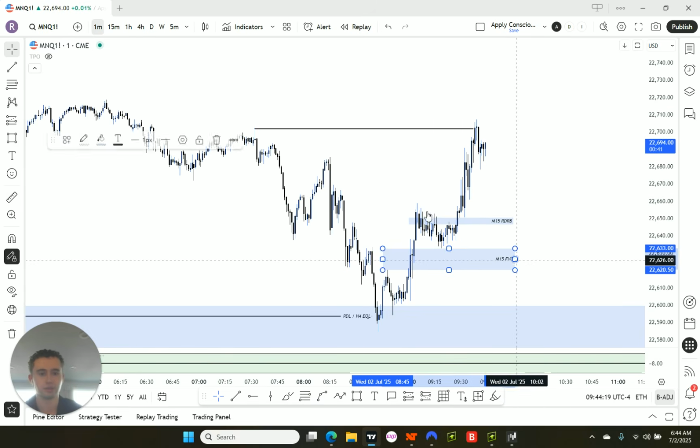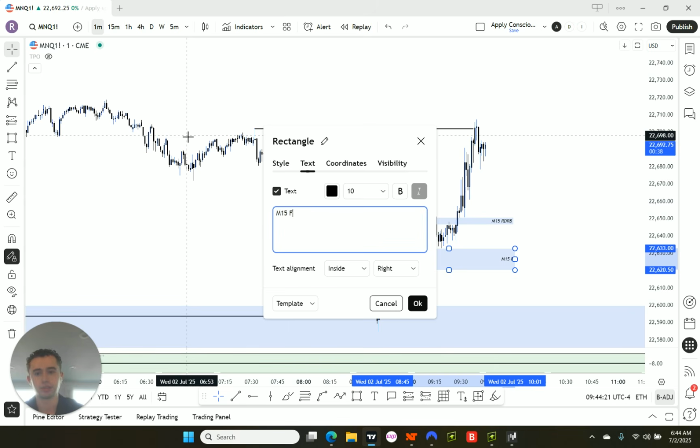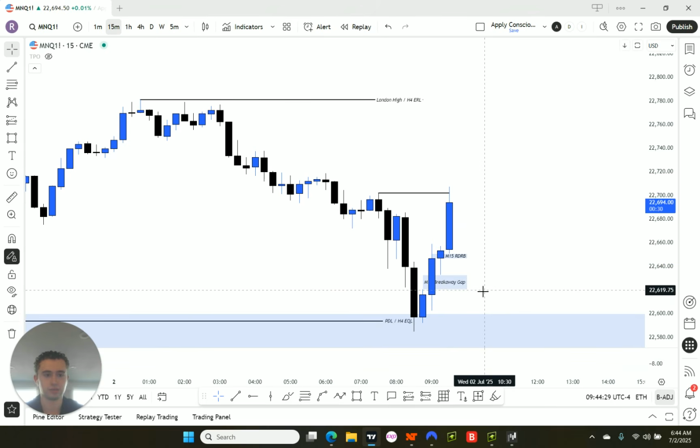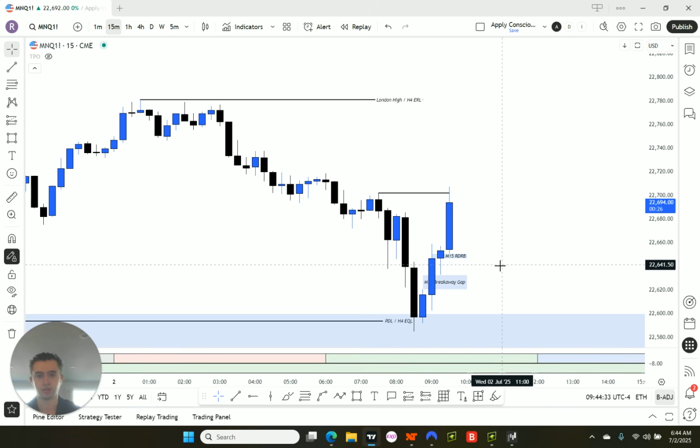Alright, so this is going to form a breakaway gap too. So this is now a breakaway gap. I wouldn't anticipate price pushing back into that level. And so this is where I have to be more, I'll call it a B.